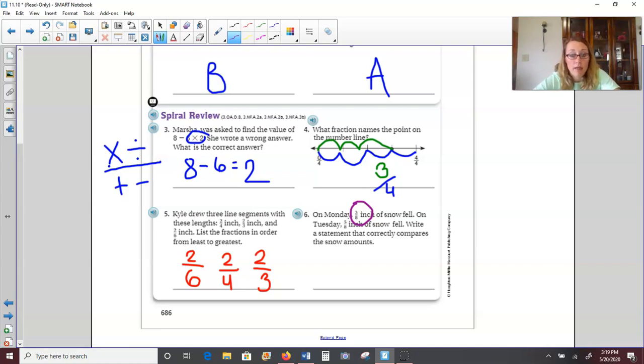Okay, so 3/8 inch of snow fell. On Tuesday, 5/8 inch of snow fell. Write a statement that correctly compares the snow amounts. So 3/8 compared to 5/8, what are we going to say? This time the denominators are the same. It's our numerators that are different. And 3 is less than 5. So we would say less than.